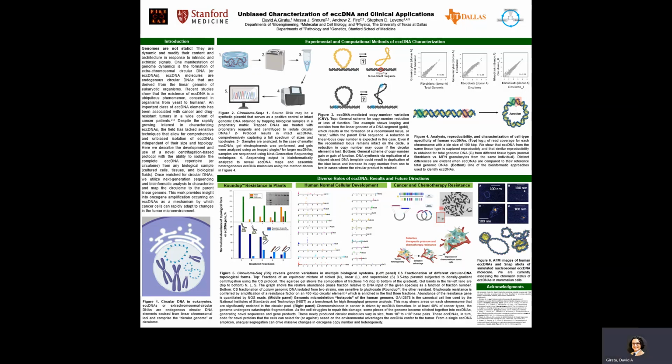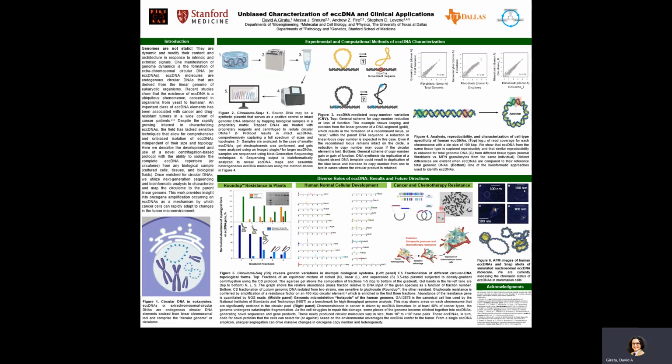So eccDNA, or extrachromosomal circular DNA, is a type of DNA molecule that exists outside of what we normally conceive of as the linear genome. A picture in the bottom left here has a representation of what this looks like in the cell.